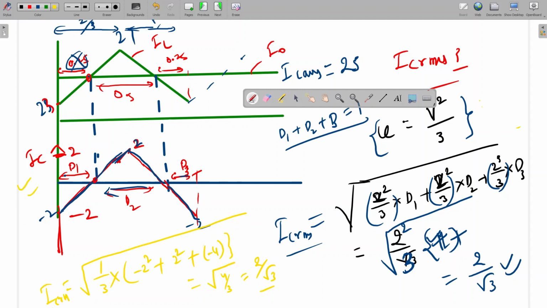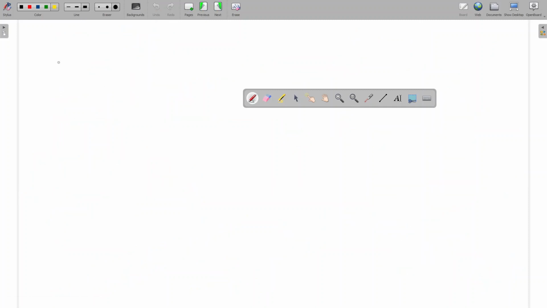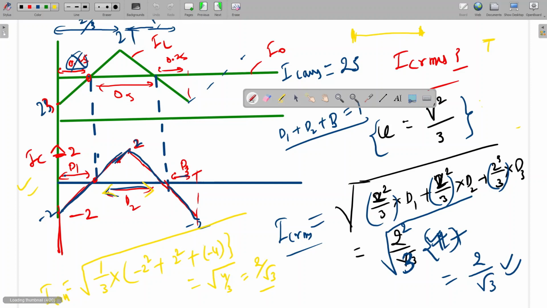Sir, I didn't get how D1 plus D2 plus D3 is equal to 1. How? See, D1 means a duty of the total time period. Duty for the total time period will be 1. See how we can say that. I will explain with an example. Let's say the total waveform T is equal to 1. So the total duty, this small duty D1, this D2 and this D3, should be equal to 1.